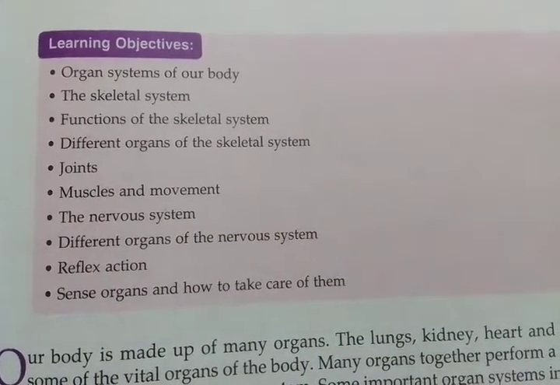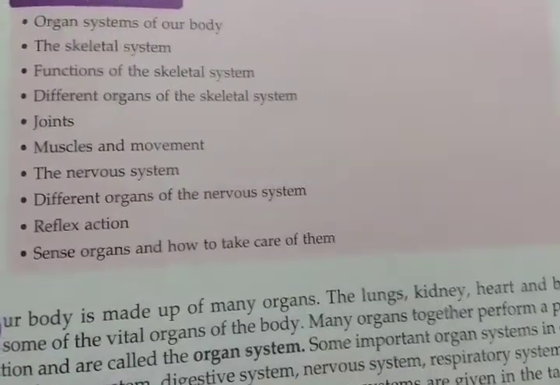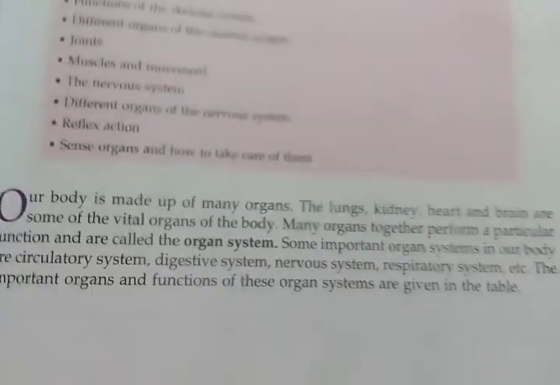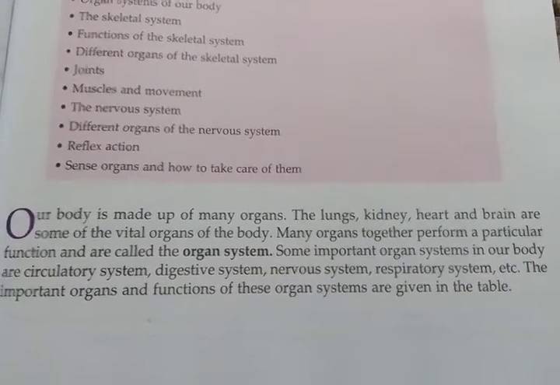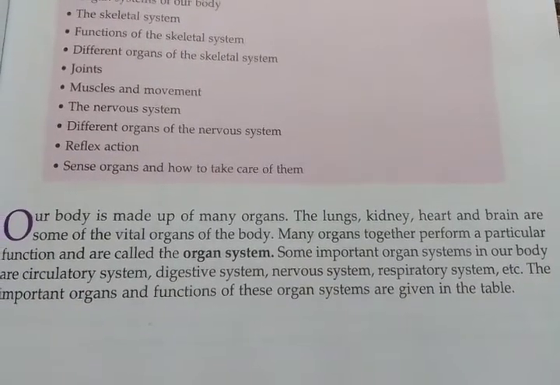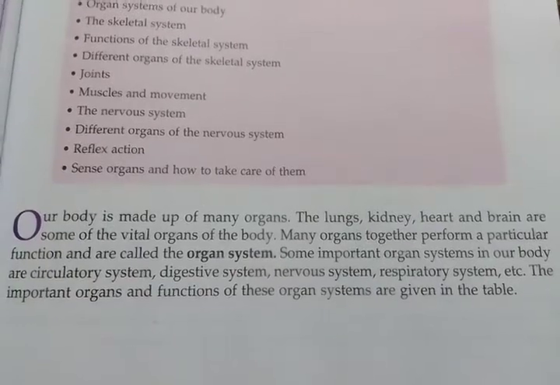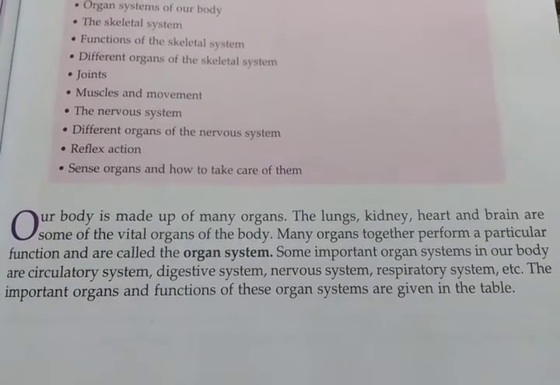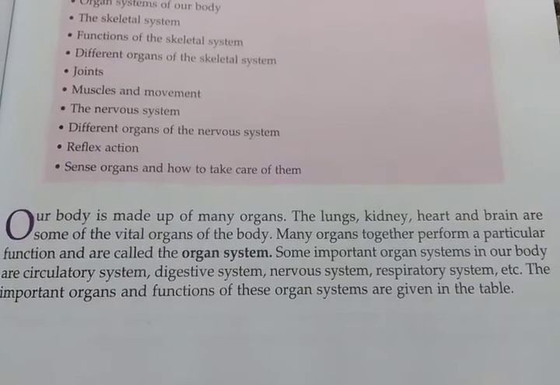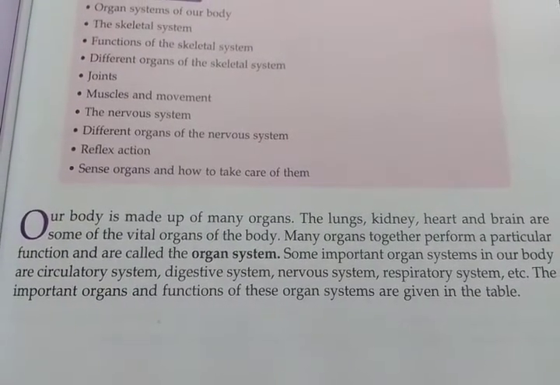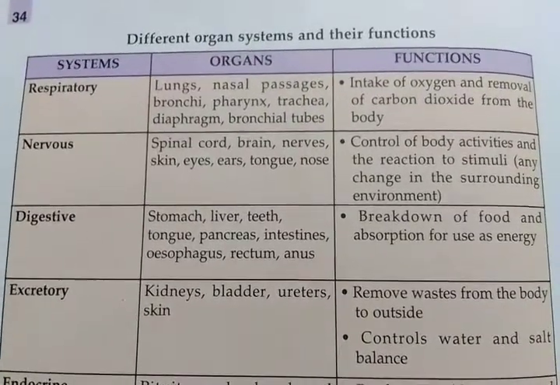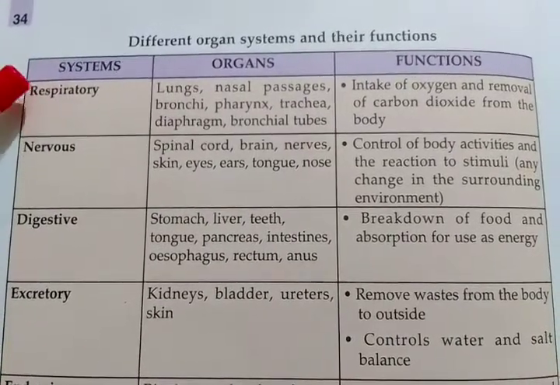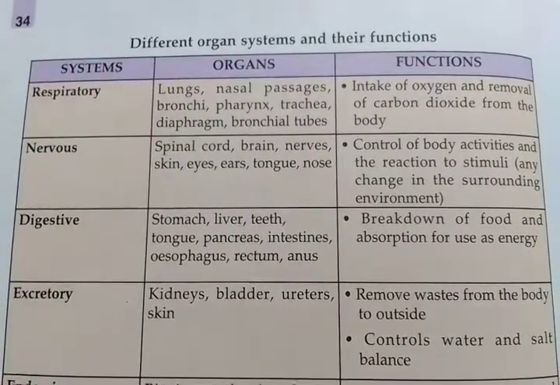Our body is made up of many organs. The lungs, kidney, heart and brain are the vital organs of the body. Many organs together perform a particular function and are called the organ system. The important organs and functions of these organ systems are given in the table. Now we will look at the table. So here is a table. You can see systems, organs and functions.